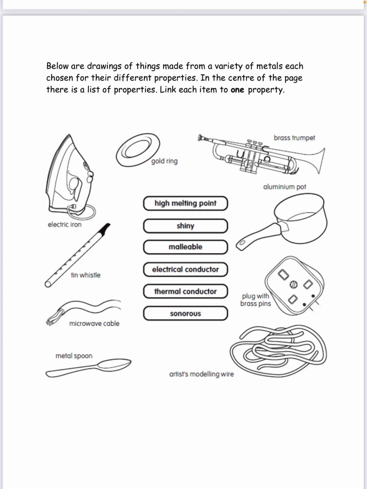So that would be the key property that I would link to my tin whistle. And the same for the brass trumpet. Now, again, you might find that some of these objects have got more than one, but you're looking for the most useful one, the one that you're wanting to use it for.